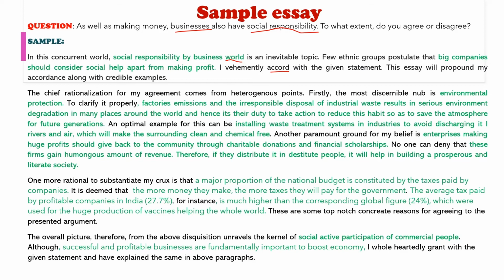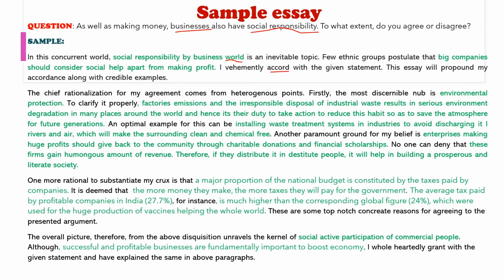So I'm saying yes, they should help in social causes, and the first thing is that it's their duty to save the environment because they are the ones who are polluting it by irresponsible disposal of industrial waste. Okay, so this is why it is their responsibility, because they are polluting, it's their responsibility to reduce it. And then I'm giving an example. So an optimal example for this can be installing a waste treatment system. So how can they do this? They can install a waste treatment system to avoid discharging waste in rivers and air, saving the surroundings.